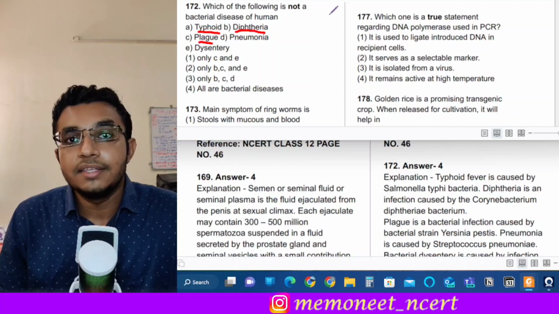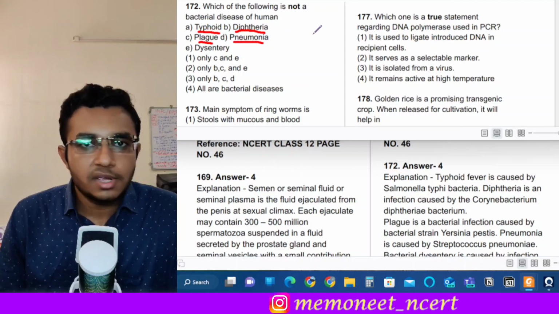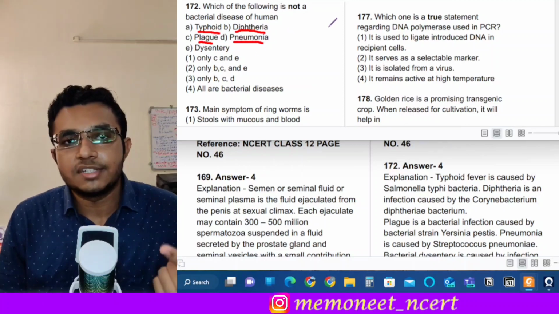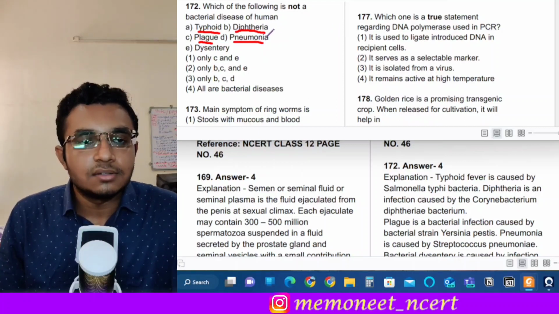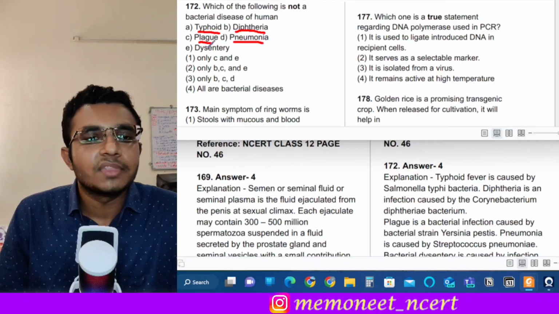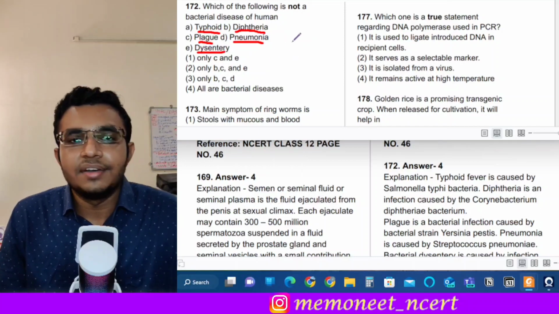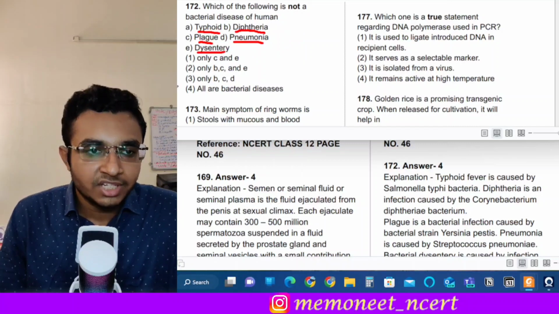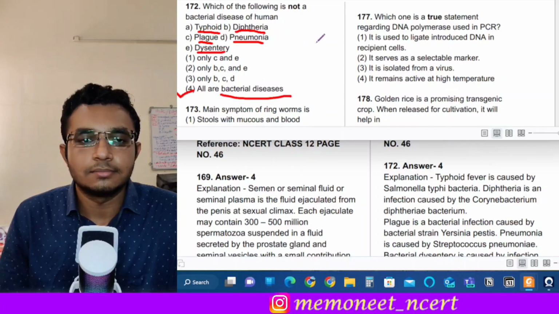It is caused by Yersinia pestis. And D is pneumonia. Pneumonia is also a bacterial disease. It is caused by Streptococcus pneumoniae and Klebsiella pneumoniae. Also, it is caused by Haemophilus influenzae. Next is dysentery. So dysentery is also a bacterial disease. It is caused by Shigella. Okay. So here the answer is option 4. All are the bacterial diseases.